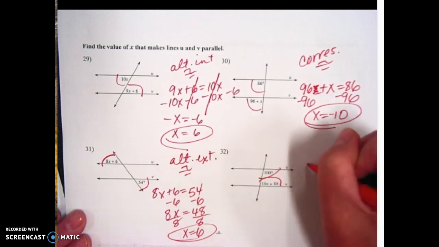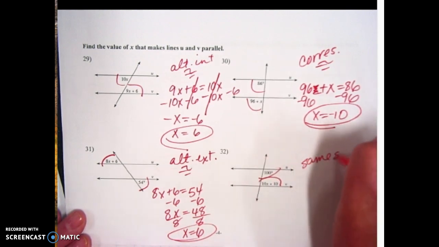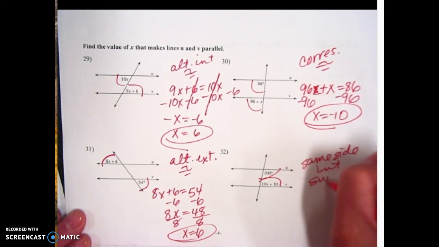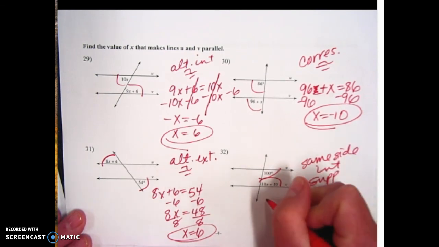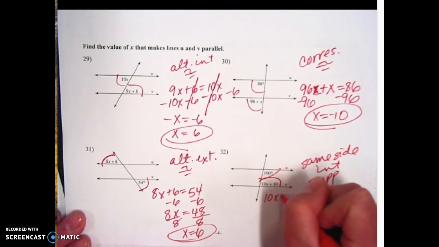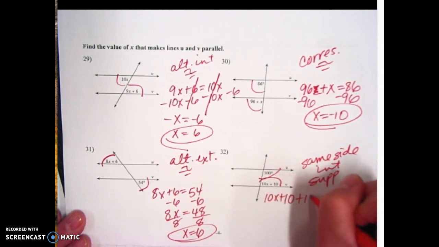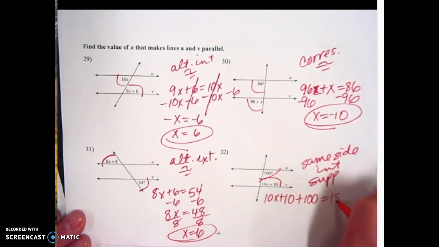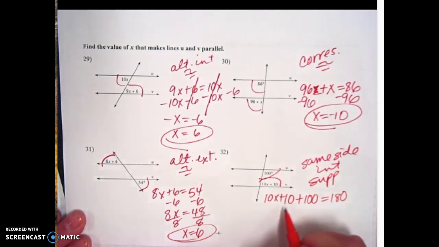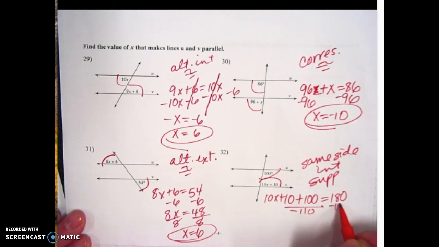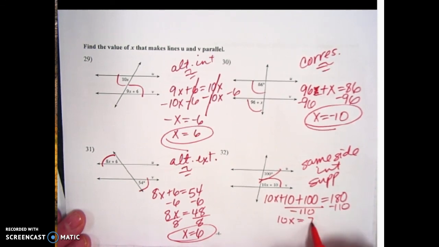These two are same side interior. So they should be supplementary. So if we add them up, they should equal 180. So 10x plus 10 plus 100 equals 180. So we can combine these to get 110. So if I subtract 110 from both sides, we'll have 10x equals 70. Divide both sides by 10. So x should be equal to 7.